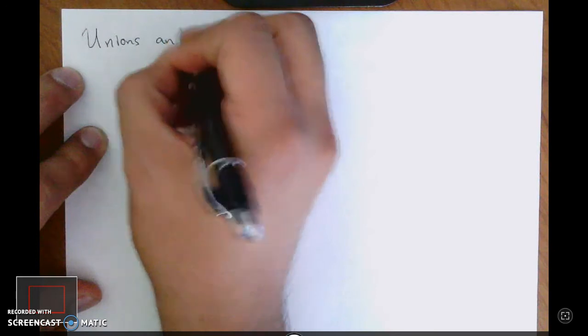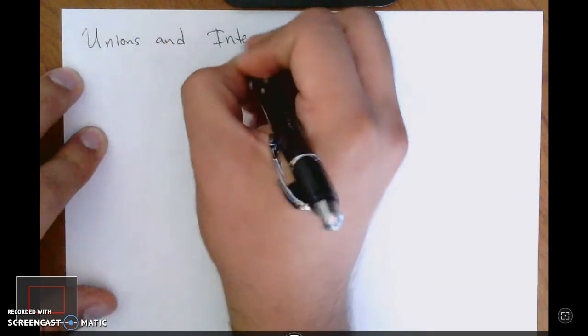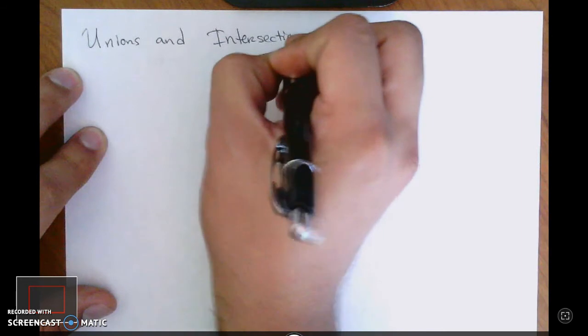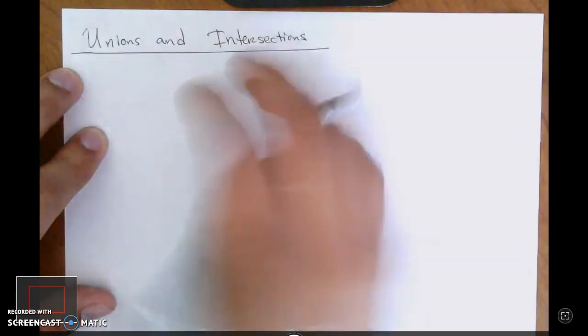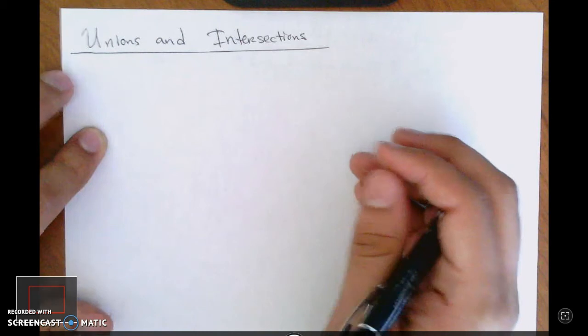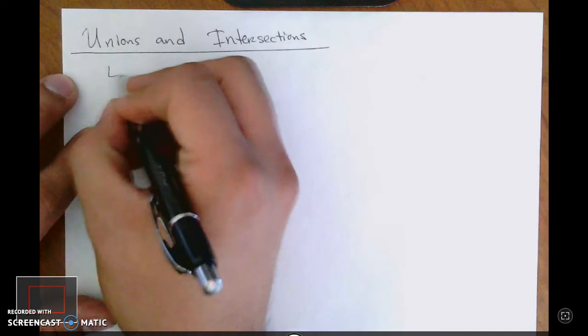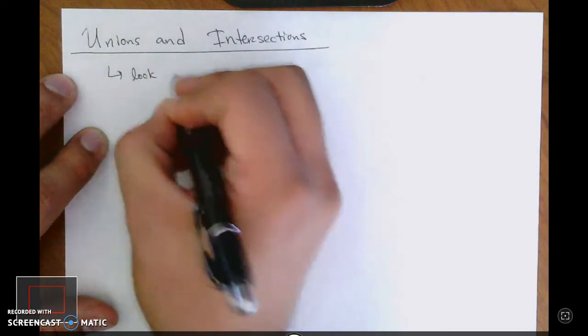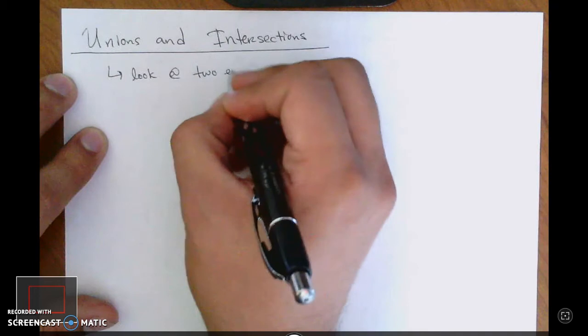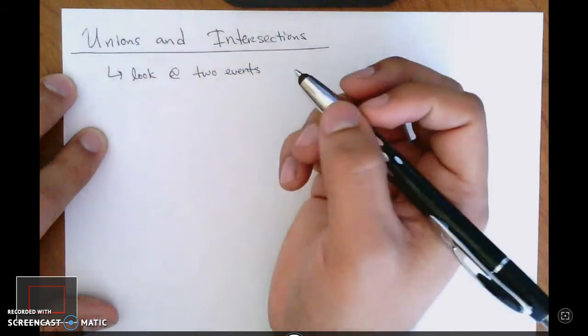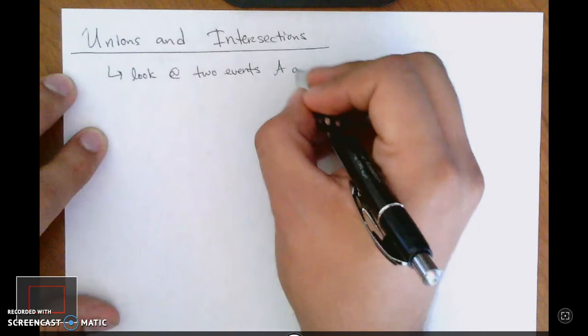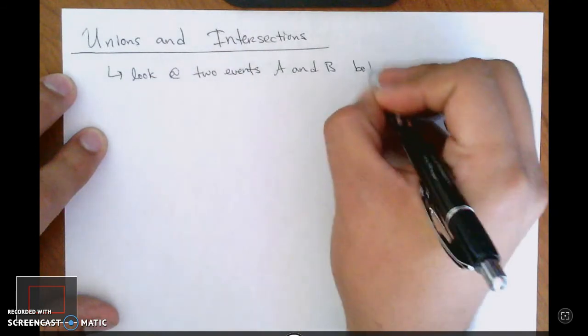Okay, so in this section, we're going to continue on and talk about unions and intersections. Hopefully you can all see this. We're going back to the old days, just paper and pencil. So, unions and intersections. What is this? Now we are going to look at two events. If you forgot what an event was, just look at your notes. We're going to look at two events, A and B, both in the sample space.